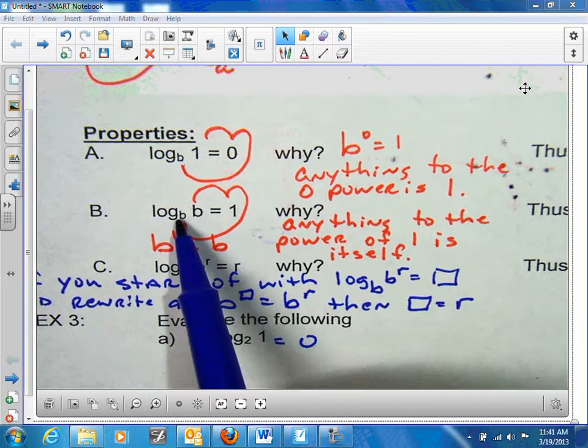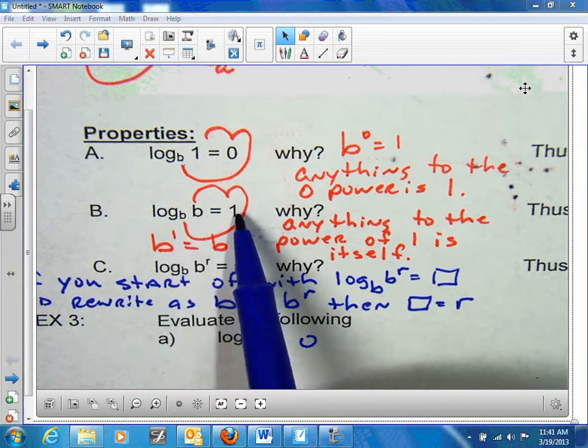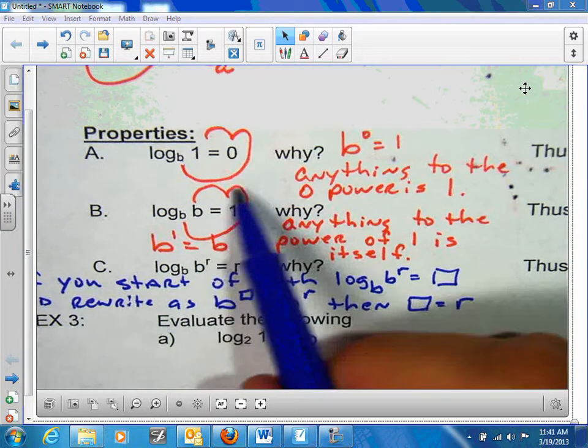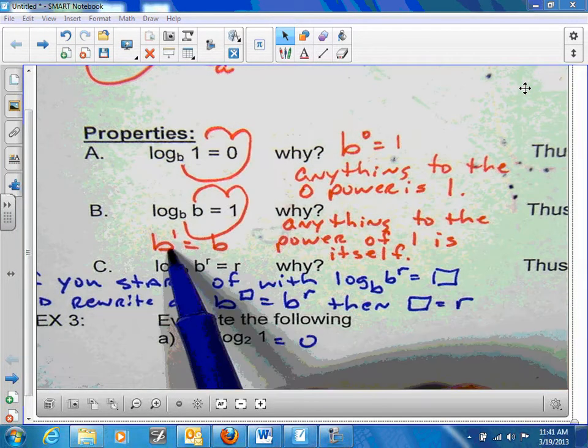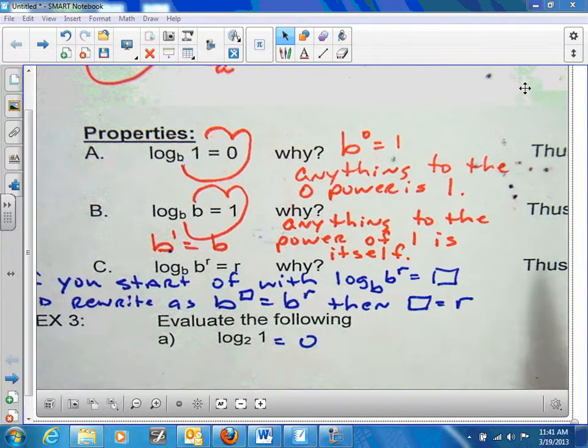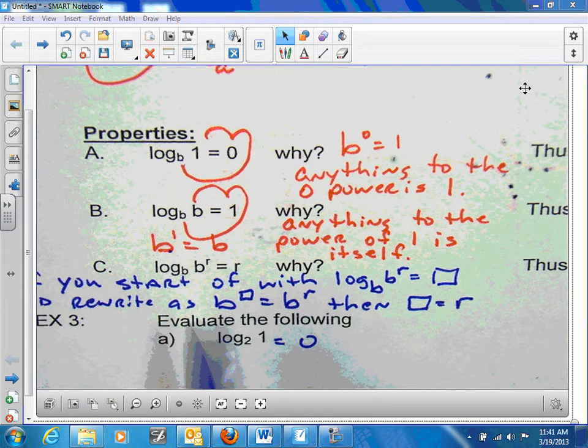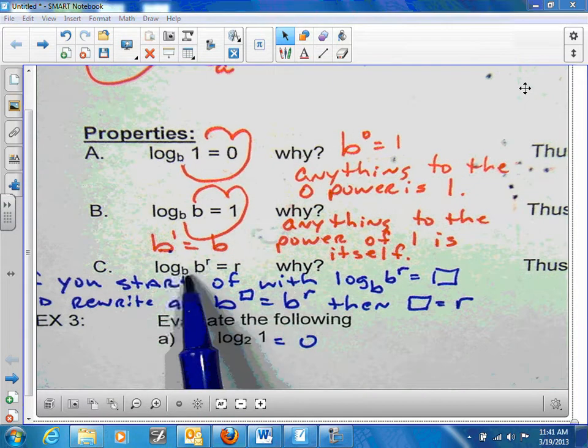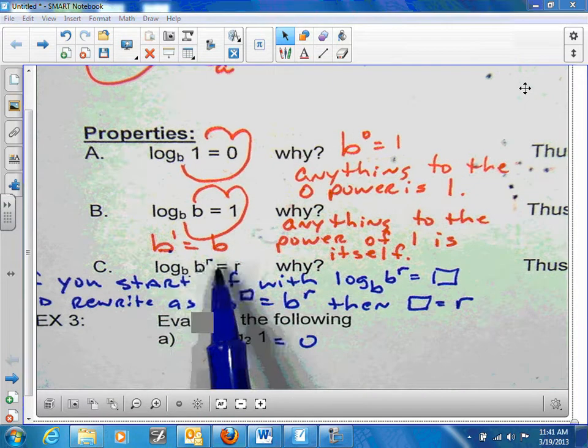And why is log base b of b equal to 1? Again, if you put it in exponential form, this becomes b to the first power equals b, and anything to the power of 1 is itself. And then finally, log base b of b to the r power is equal to r.